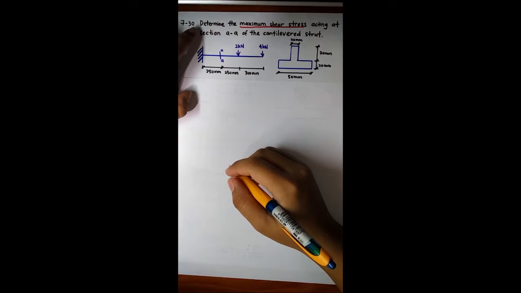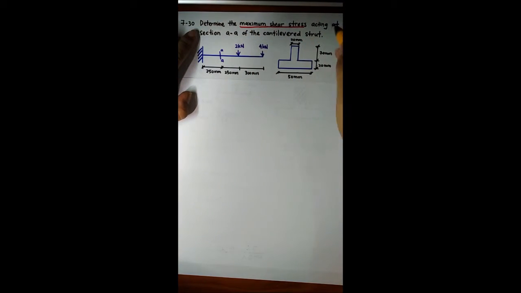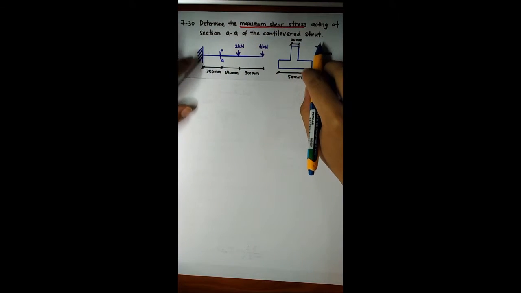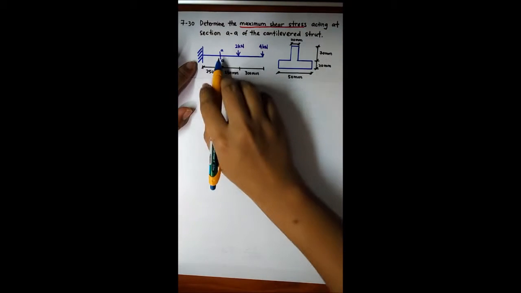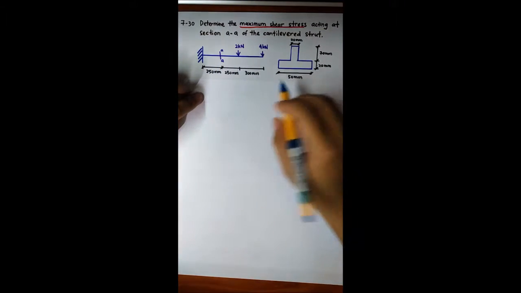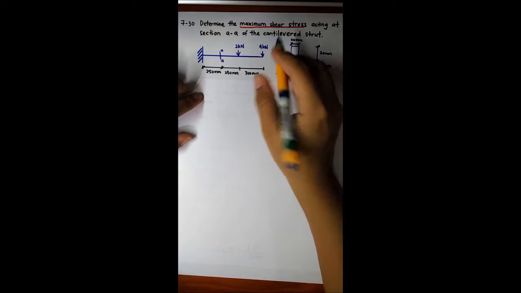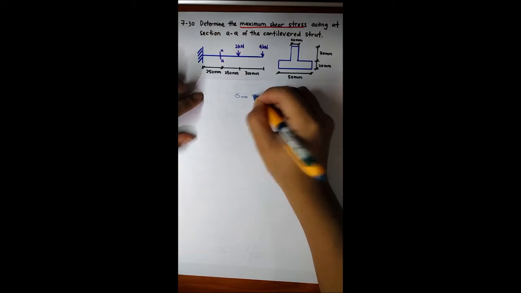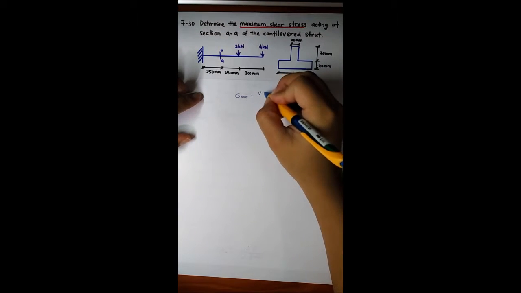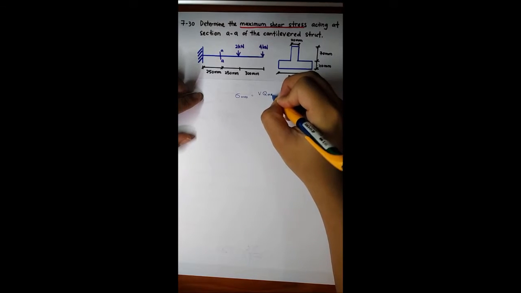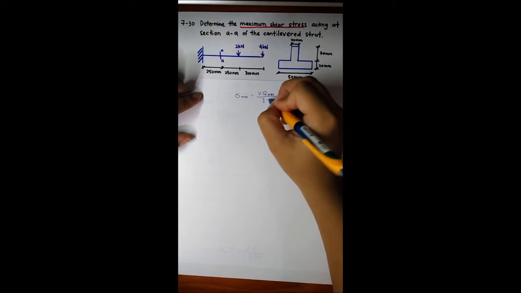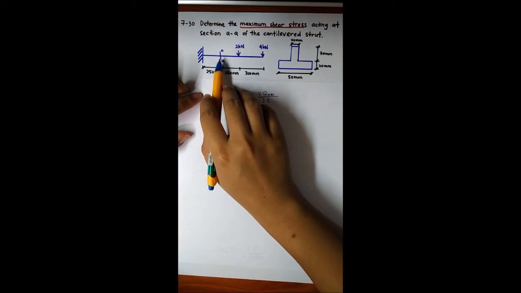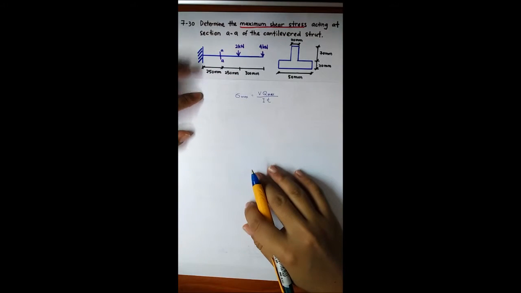Today, I would like to discuss Chapter 7, Transverse Shear Stress. Question given: determine the maximum shear stress acting at section AA of the cantilever strap. This is the cantilever strap, section AA. First, we know that the maximum shear stress is given by the formula tau maximum equals V Q maximum over IT. To find the V, we first need to know the shear force at section AA.